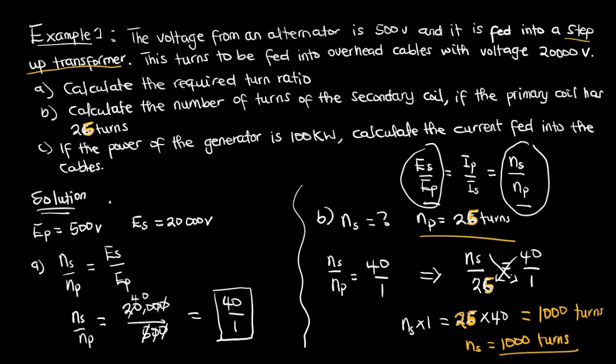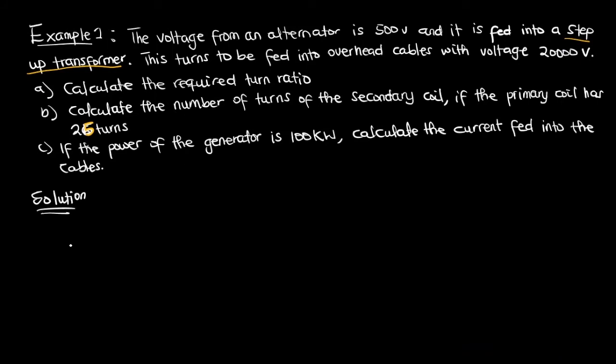All right, so from here, let's look at the C part, which says that if the power of the generator is 100 kilowatt, we have to calculate the current fed into the cables. Right now, remember the current fed into the overhead cables becomes the current output, or I secondary, or IS. So let me get some space, and then we quickly look at the solution to that particular side.